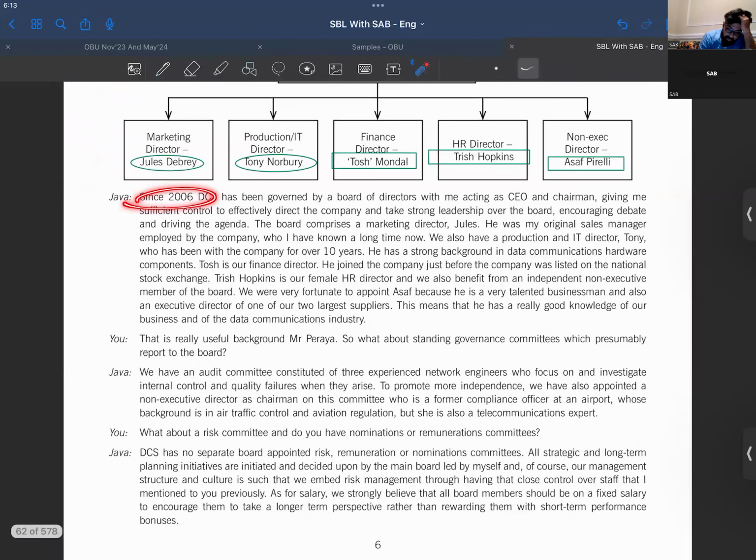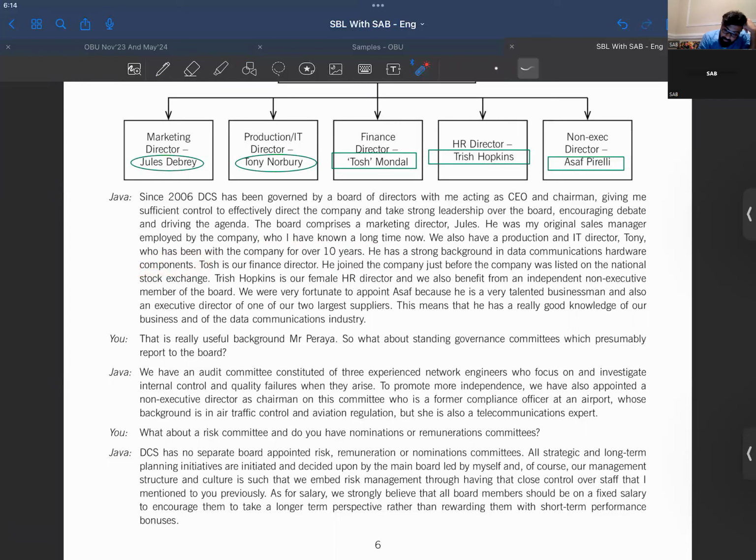Now, since 2006, DCS has been governed by a board of directors with me acting as CEO and chairman, giving me sufficient control to effectively direct the company and take strong leadership over the board, encouraging debate and driving the agenda. The board comprises a marketing director, Jules, who was my original sales manager employed by the company, whom I have known a long time. We also have production and IT director, Tony, who has been in the company for 10 years. He has a strong background in data communication hardware.